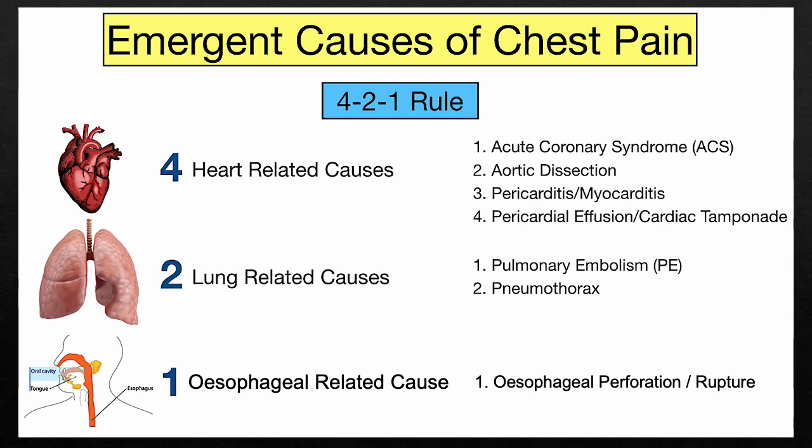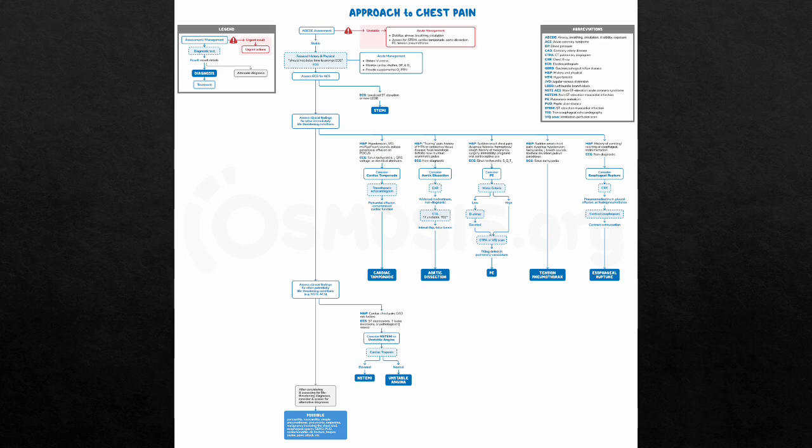You can have 4 heart-related causes for the 4 chambers of the heart. These are your acute coronary syndromes, your aortic dissections, your pericarditis, myocarditis, and your pericardial effusions versus cardiac tamponades. You can have 2 lung-related causes, which are usually your pulmonary embolisms and your pneumothorax, and then you can have 1 esophageal-related cause, which is your esophageal perforation. This is a nice approach to chest pain in order to make sure that you don't miss any of the life-threatening causes. I know it's not displaying very well, but we are going to break it down.